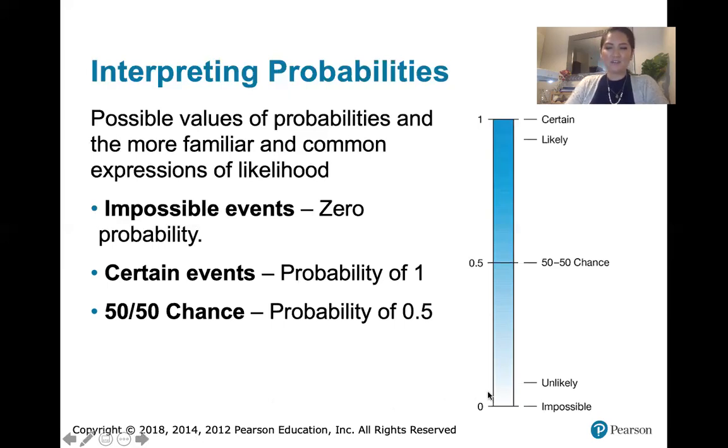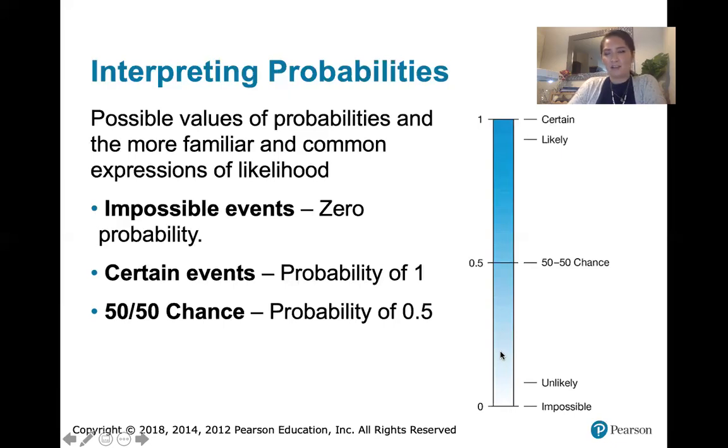So events that are very unlikely are small positive numbers. They're just a little bit more than 0. Events that are impossible have a probability of 0. Events that are certain to happen have a probability of 1. And events that are very likely to happen have a probability near 1. And then, of course, we could have any probability in between.